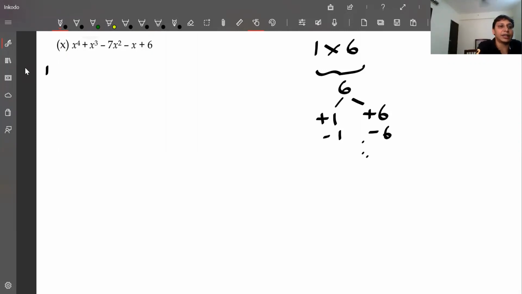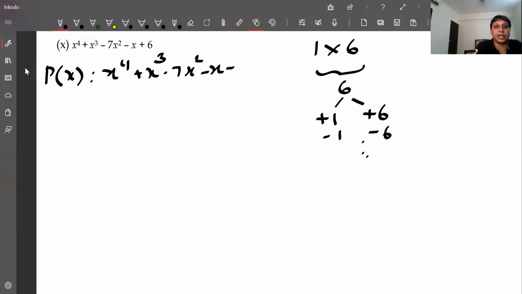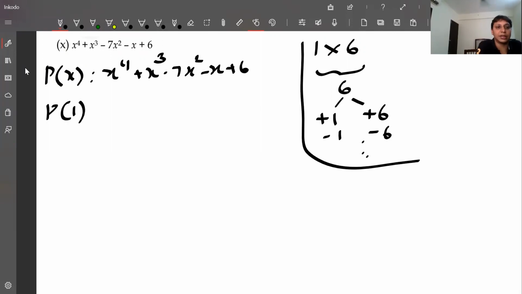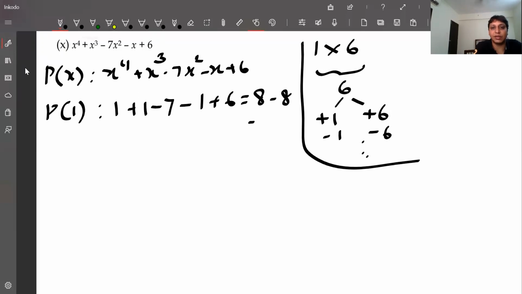So p of x, polynomial with the variable x, is x to the power of 4 plus x cube minus 7x square minus x plus 6. Now when you plug in 1 in place of x, you're getting 1 plus 1 minus 7 minus 1 plus 6. Now you can see that you're getting 8 minus 8, which is giving us 0.